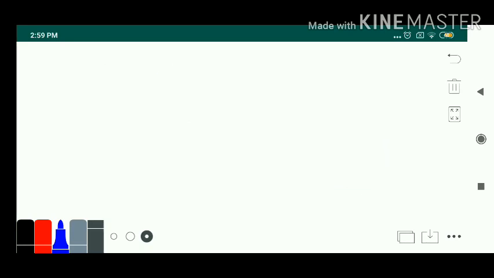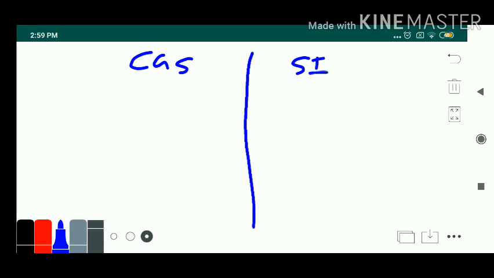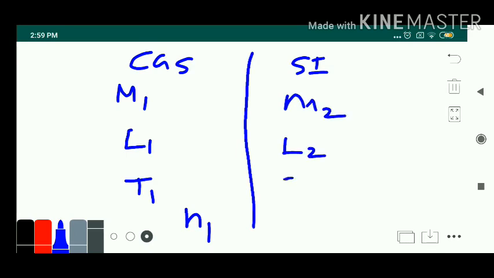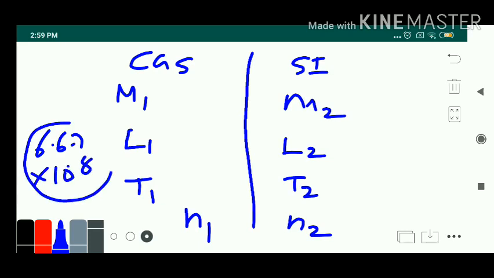Now, just like the previous cases, we are going to convert the unit. Make two columns, one for CGS system, one for SI system. For CGS system, let's take that as M1, L1, T1 and N1. Similarly, M2, L2, T2 and N2 for SI. Now N1 is given, that is 6.67 into 10 to the power minus 8.